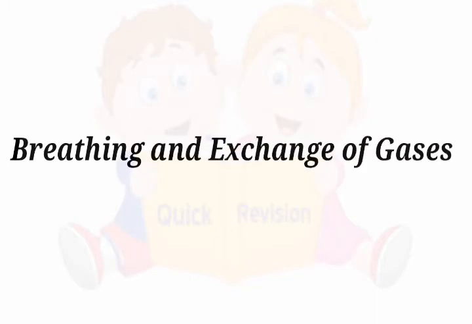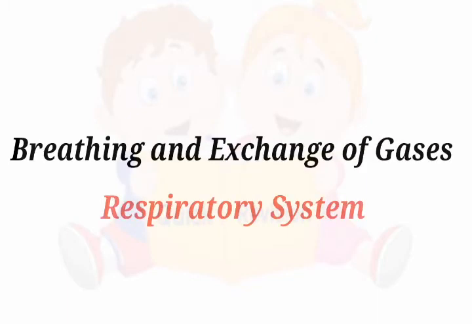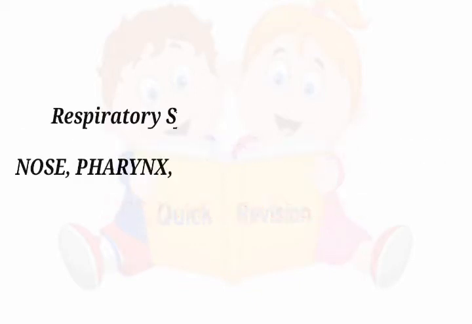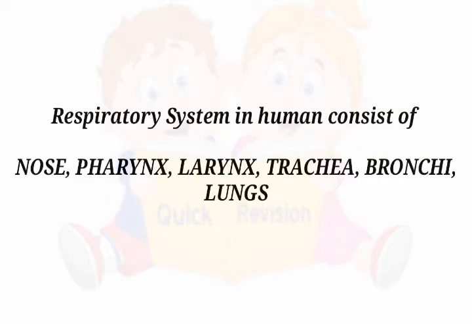So let's start with breathing and exchange of gases, the respiratory system. The respiratory system in humans consists of the nose, pharynx, larynx, trachea, bronchi, and lungs.